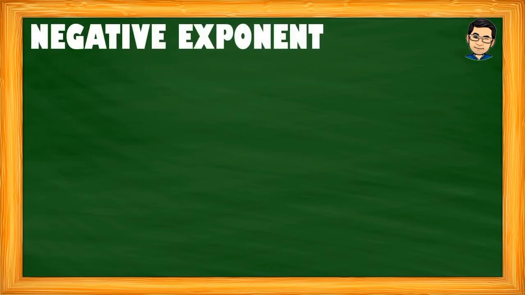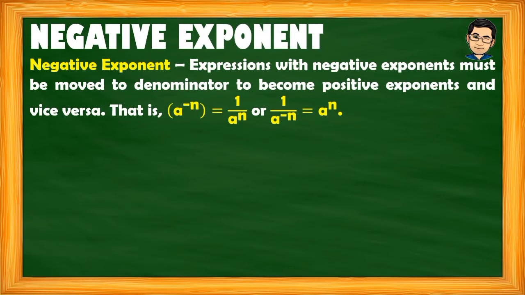So, let's have negative exponent. Negative exponent: expressions with negative exponents must be moved to the denominator to become positive exponents and vice versa. That is, a raised to negative n will become 1 over a raised to n. So, lahat ng mga negative exponents po dito kailangan pong maging positive. So, kung meron tayong term na naka-negative exponent, kailangan nating i-move sa denominator. And then, kapag naman nasa denominator yung negative exponent, kailangan natin dalhin sa numerator para maging positive.